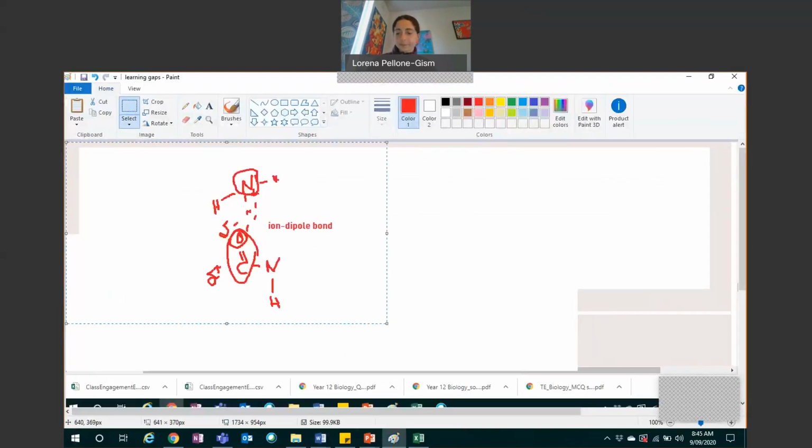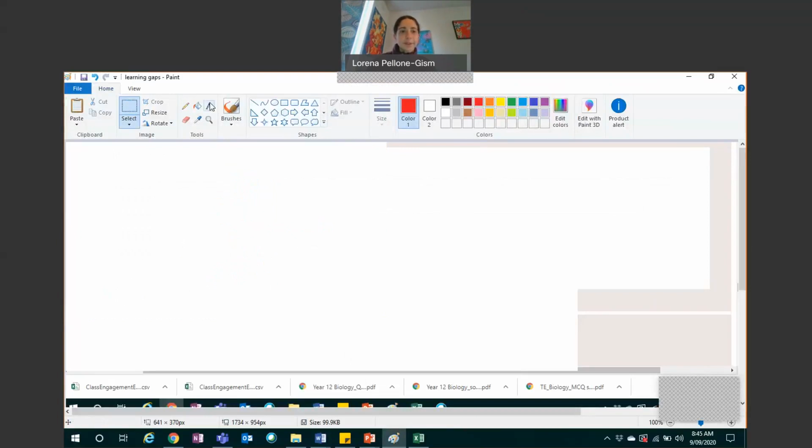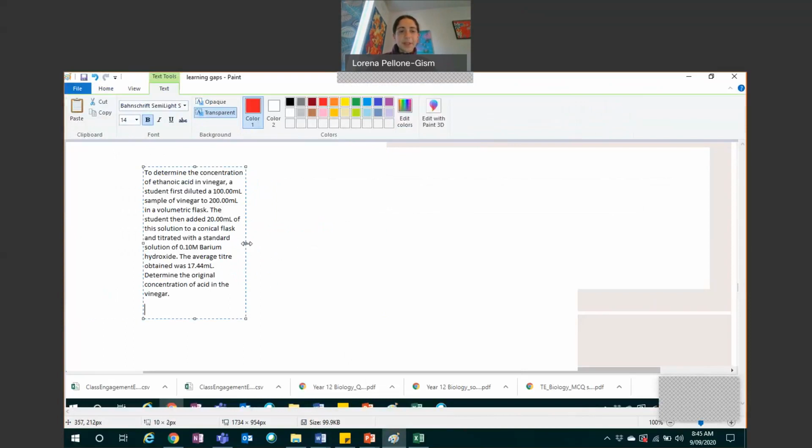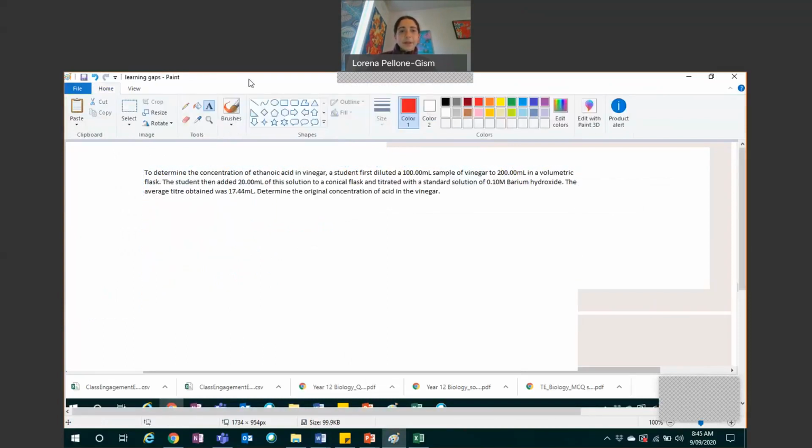Just borrow the text so we don't forget. Okay, 100 ml sample of vinegar, so 100 mls. We dilute it to 200 mls. So I'm going to call this a dilution. The student then added 20 mls of this solution to a conical flask. So they've done another manipulation. So 20 mls, that's called an aliquot.